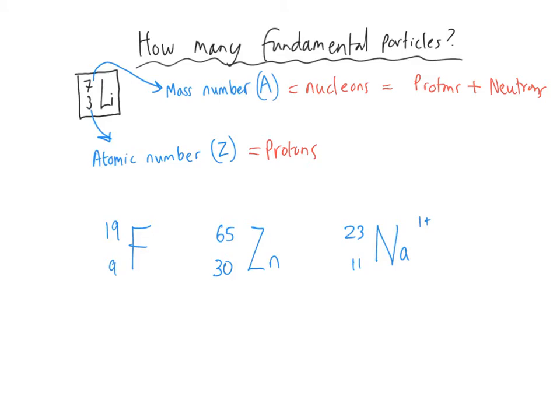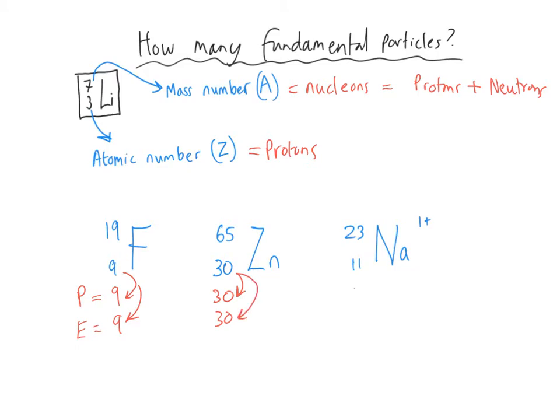So if we have a look at fluorine down here, in terms of protons, fluorine will have 9. Now we said on the previous page that for atoms, the number of protons and the number of electrons is the same, so that 9 will be for both of these. Zinc will be exactly the same: 9 protons for fluorine, 30 protons for zinc, and 30 electrons as well.